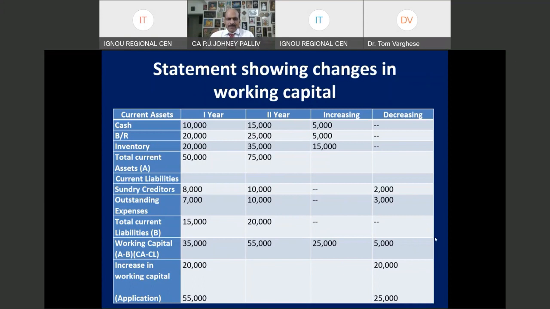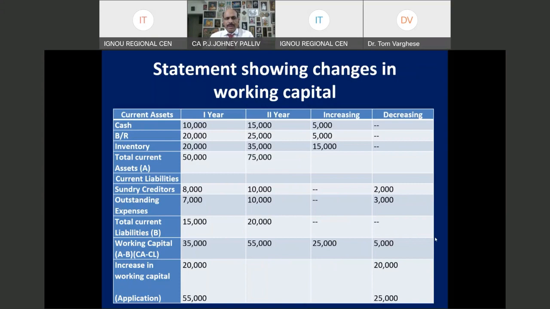Now, working capital. You can see working capital is CA minus CL. That is A, total A minus total B. What is total A? Current asset 50,000. What is total B? Current liability 15,000. Therefore, 50,000 minus 15,000 is equal to 35,000. That means total current asset A is equal to 50,000. Total current liability B is equal to 15,000. A minus B, 50,000 minus 15,000 is equal to 35,000. Similarly, year 2, current assets 75,000, current liability 20,000, difference is 75,000 minus 20,000 is equal to 55,000.